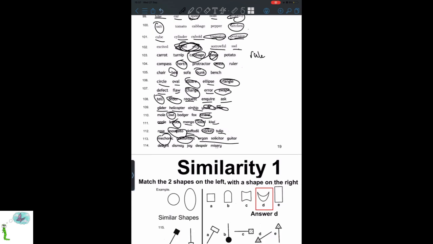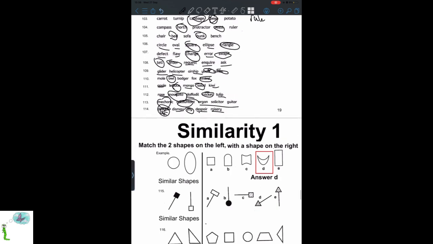Delight, dismay, joy, despair, misery. Delight, dismay. Okay, so we got three of them, dismay, despair, and misery, which are sadness, and these two are happiness, so we're going to choose those two. Just make sure I've given all the right answers. Yeah, there we go. Let's move on to NVR.